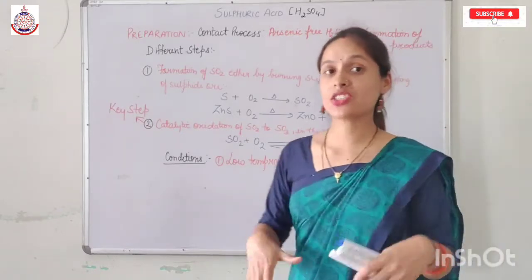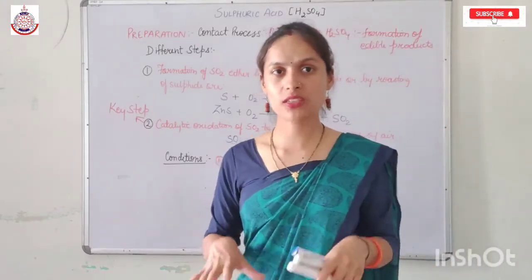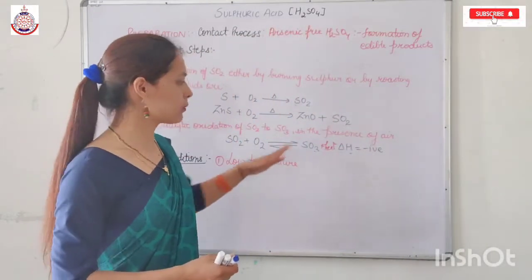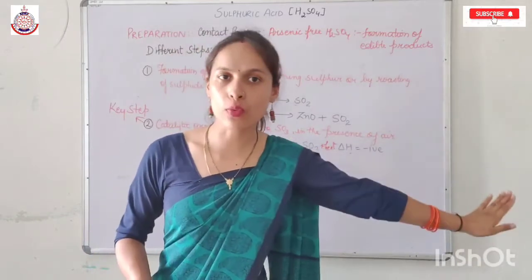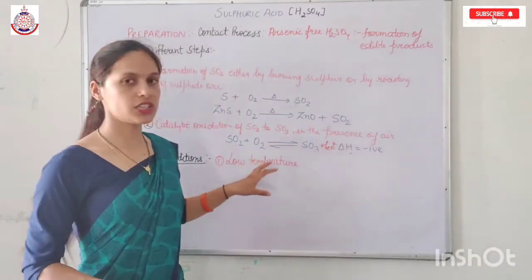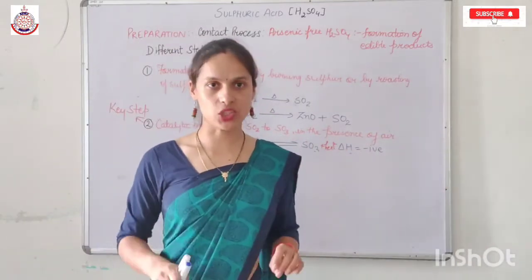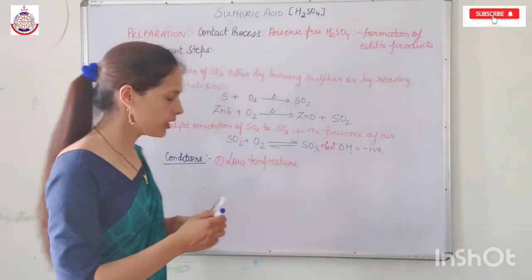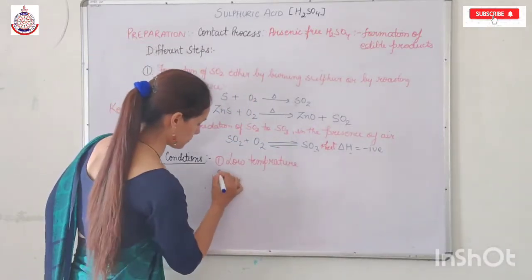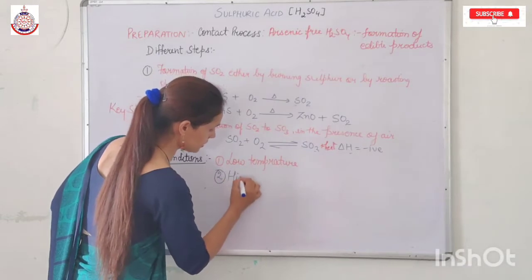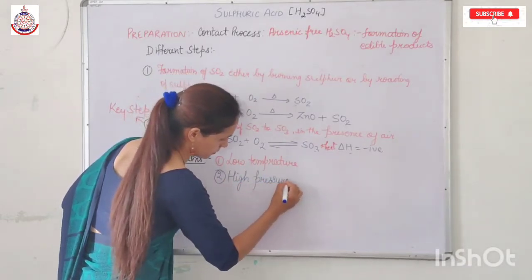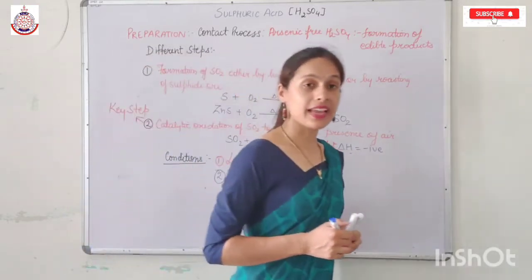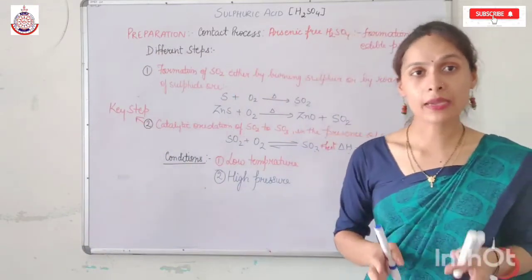But if our temperature is low, then we get more SO3 because the reaction will shift in the forward direction. So the first condition is low temperature. Now the second condition is high pressure.